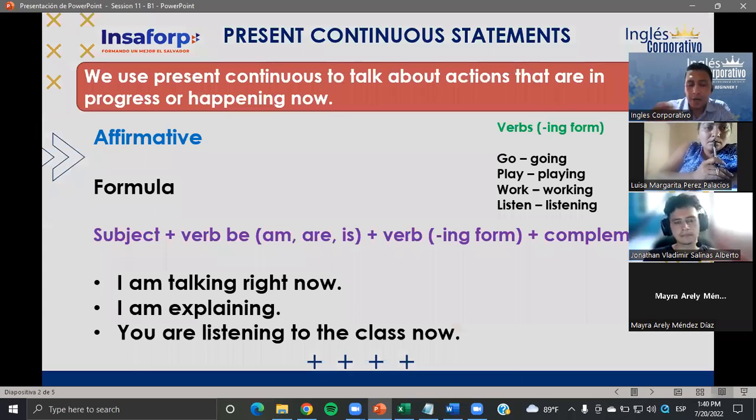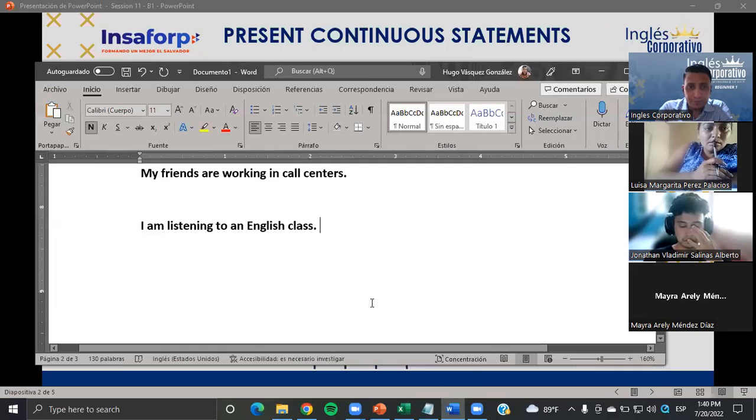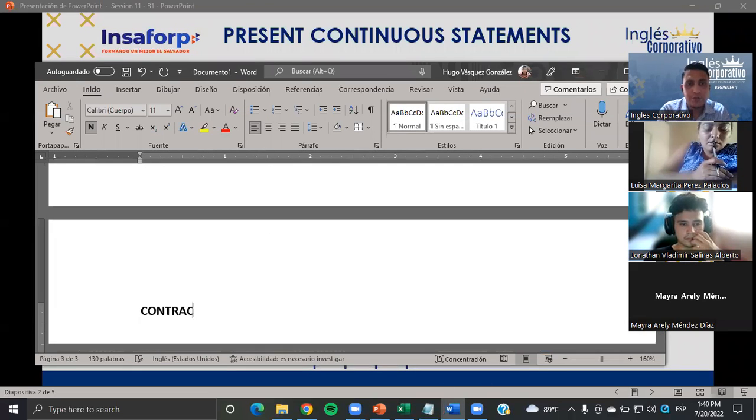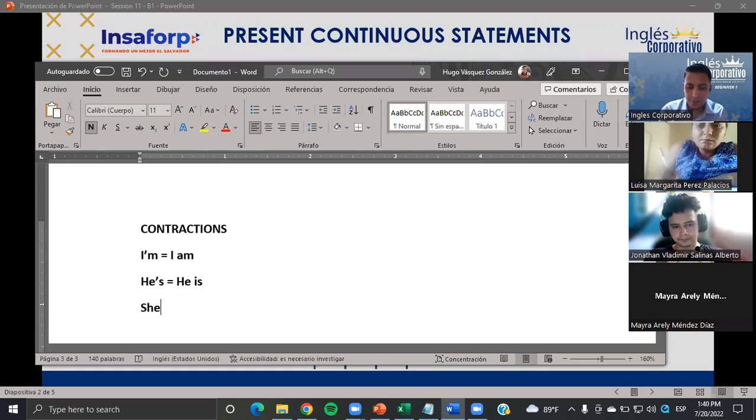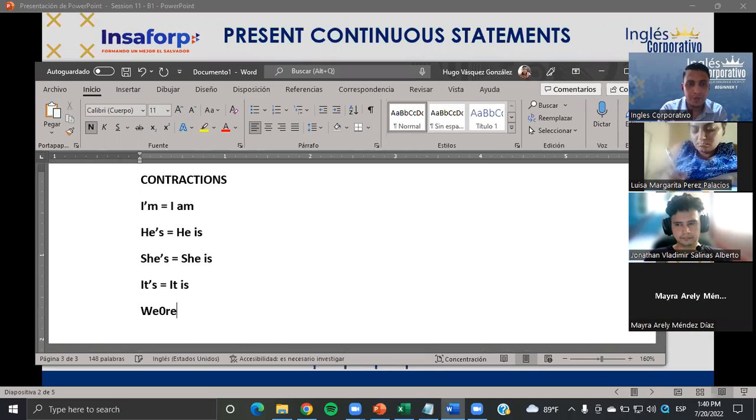Now let me go back. With affirmative, we use contractions, right? Specifically with the subject and the verb be. Remember, as we saw with the verb be, we can say I'm equals I am. We can say he's equals he is. She's equals she is. It's equals it is. We're equals we are. They're equals they are.